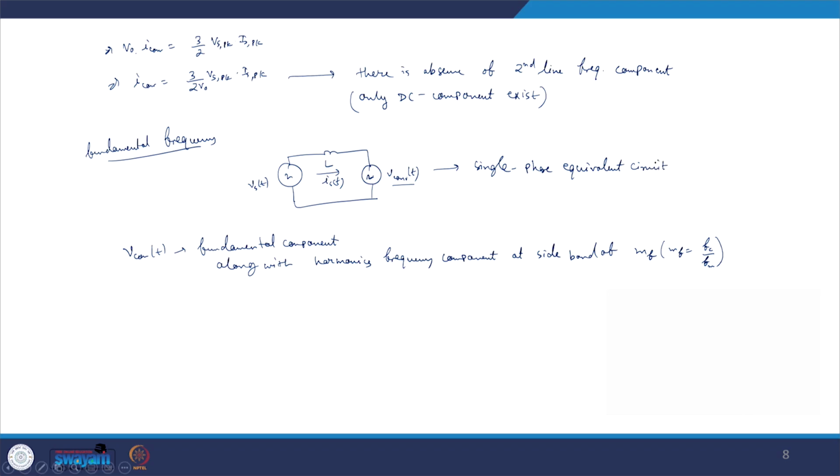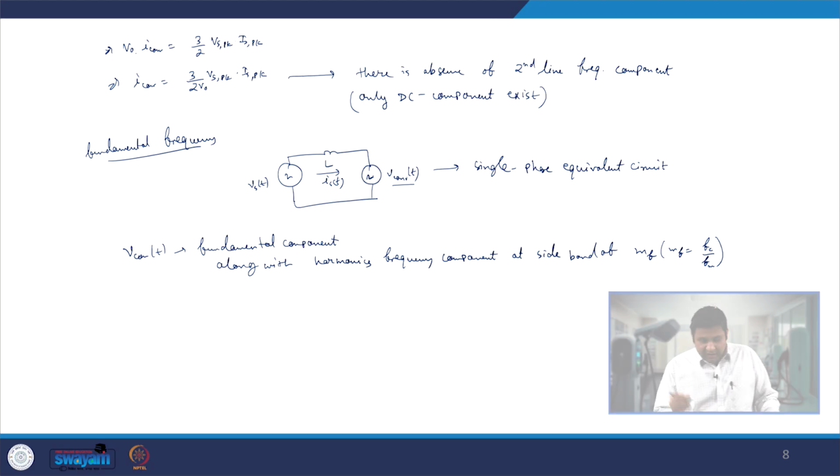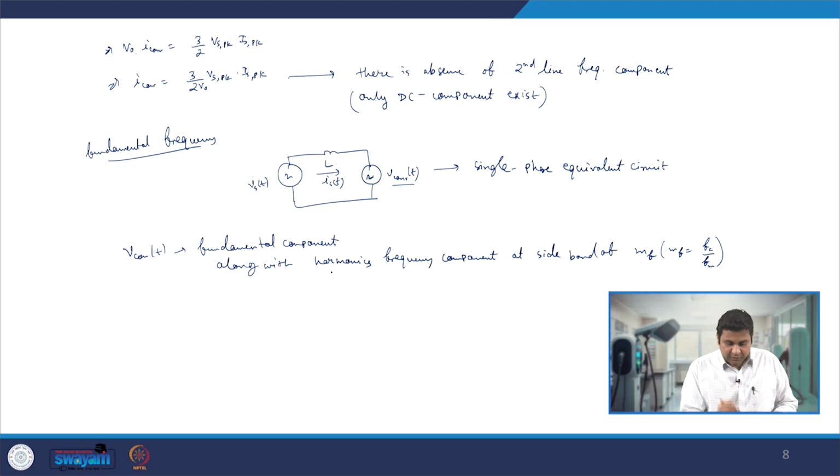Here we have seen that because of the fundamental frequency component, there is no introduction of harmonics in the I converter, and thus there is no ripple on the output capacitor voltage. It is just the DC quantity. So let us see what will happen when we draw the circuit for the harmonic frequency component.